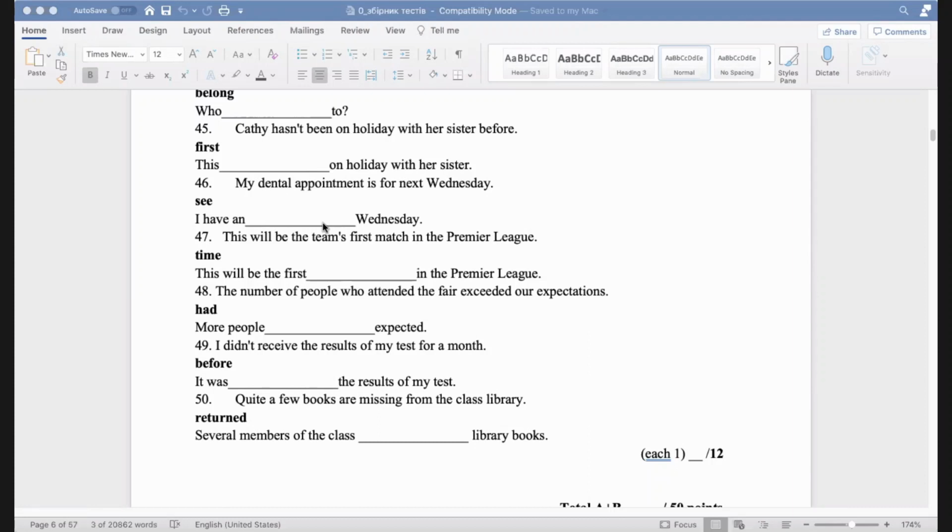Далі побачити. To see my dental. My dentist. То dental, тобто стосується лікування зубів, а той, хто це робить, побачити його, ну, кого? Людину. To see my dentist on Wednesday. On next Wednesday. Ні, якщо є next, то тоді on не треба, sorry. Next Wednesday, right. I have an appointment to see my dentist next Wednesday. Okay.